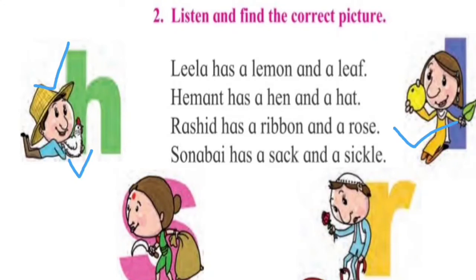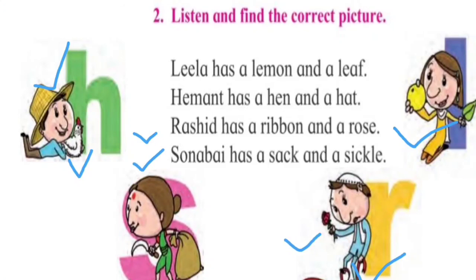Rashid has a ribbon and a rose. Rashid has a ribbon and a rose. Where is Rashid? What does he have? He has a ribbon and a rose. This is Rashid.